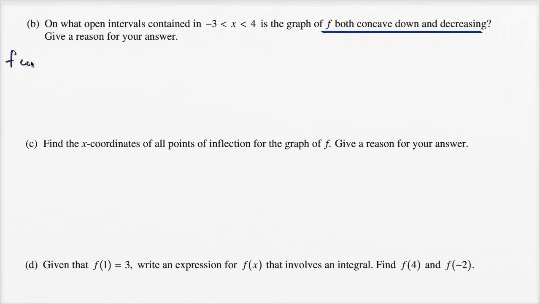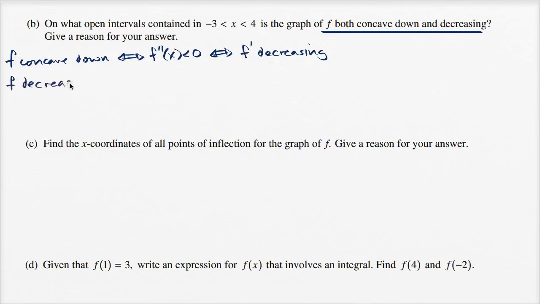So f concave down is going to be true if and only if the second derivative of f is less than 0, which is true if and only if f prime is decreasing. So that's how we can tell when f is concave down. And I want to see what I need to observe on f prime, because that's the graph they give us.